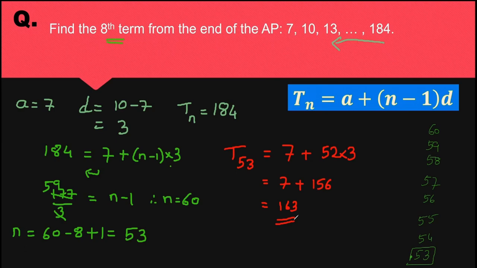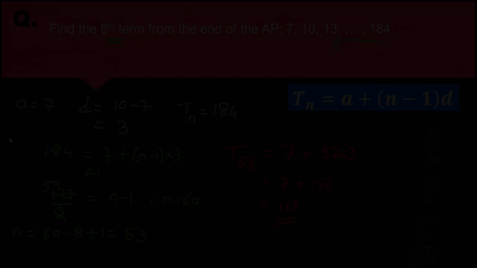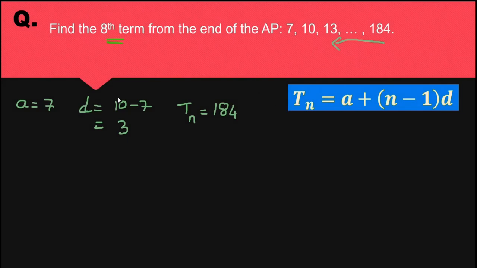You must be finding this method a bit tricky or confusing. There is an alternate way to find any given term from the end of the AP. Let us see an alternate method for finding the eighth term from the end. We know for this given AP, the first term is 7, d is 3, and the last term is 184.